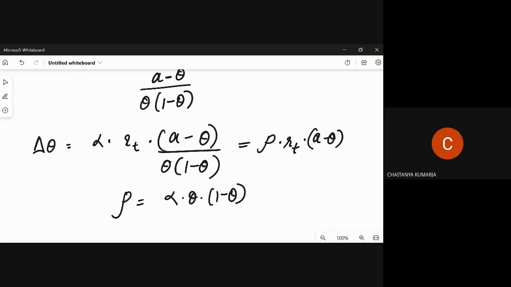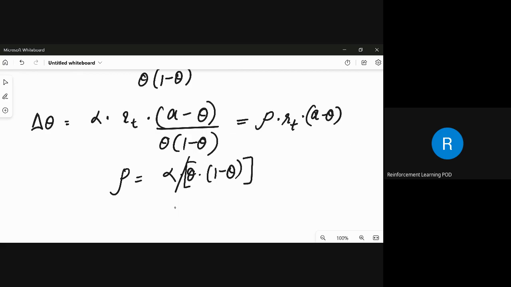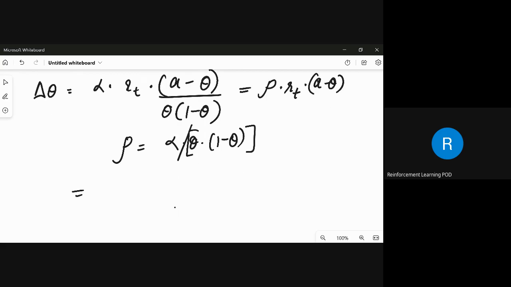Any questions so far? It should be alpha divided by theta into 1 minus theta, no? If rho, you are right. You're right. It should be something like this. Now, see this one. So your delta theta basically is alpha times RT, where I've chosen the baseline to be 0, times A minus theta.